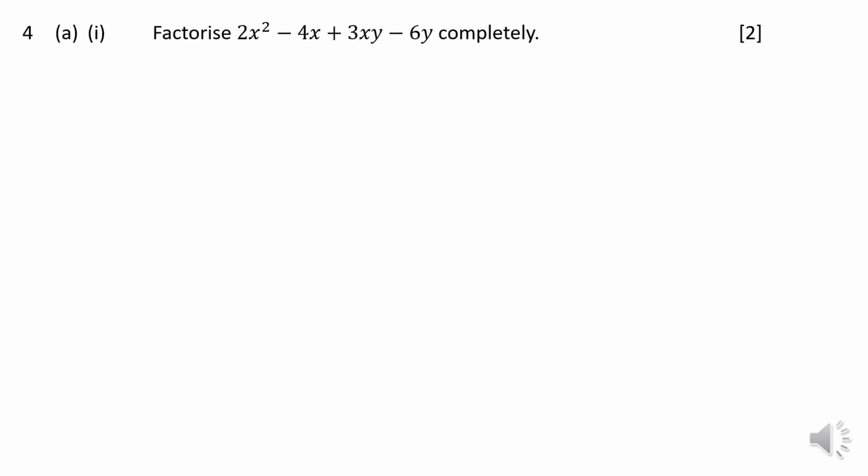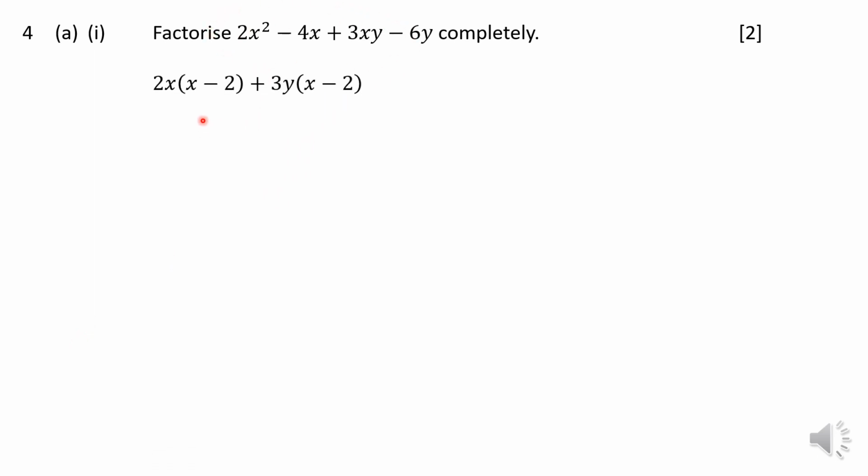Right, question 4 brings in a little bit of algebra. It says factorize completely. That means you should not do half things. So you have got to factorize 2x squared minus 4x plus 3xy minus 6y, again 4 terms. And because you have got 4 terms, you're going to factorize this by grouping.